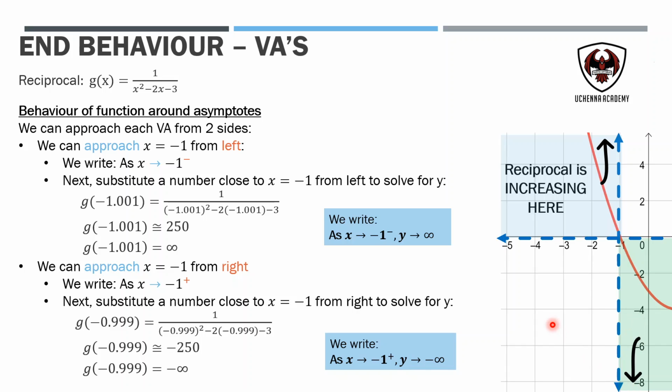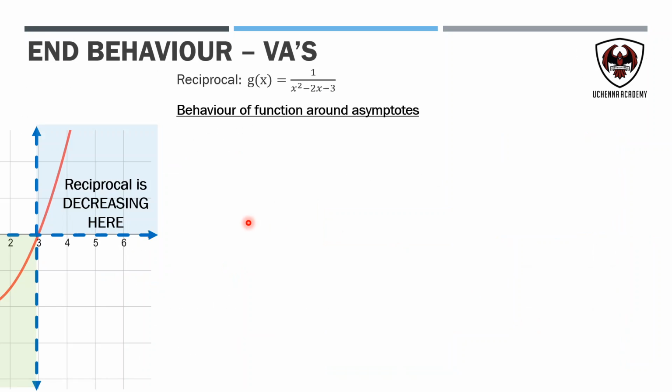So I'm going to put an arrow there. And that's my end behavior for this asymptote. Let's go ahead and do the second asymptote, which is x is equal to +3. I'm going to do the same thing.